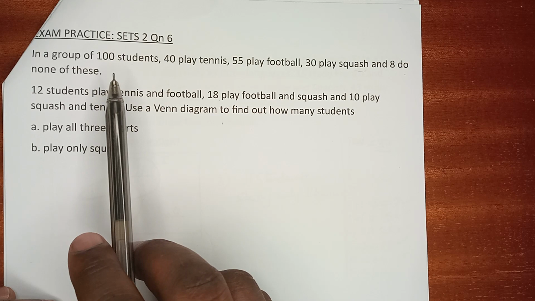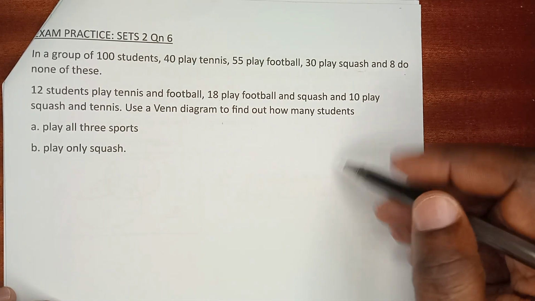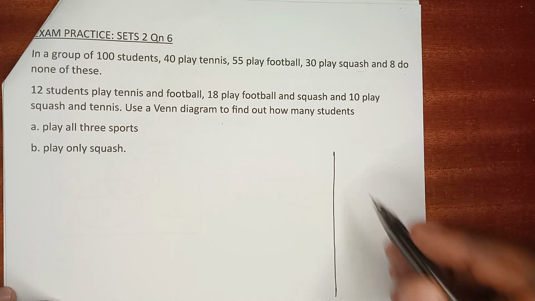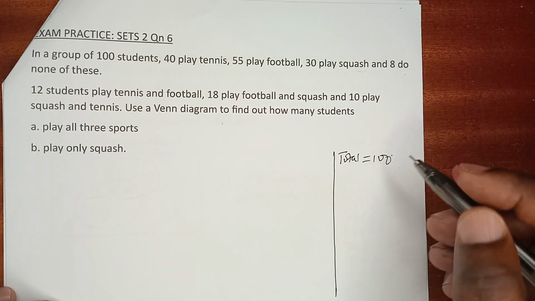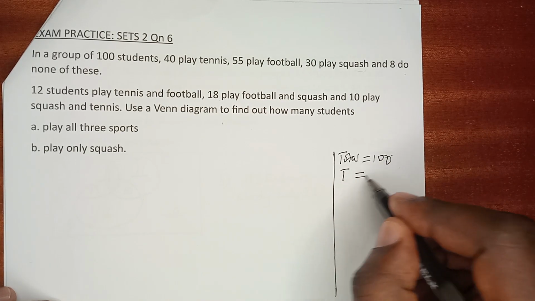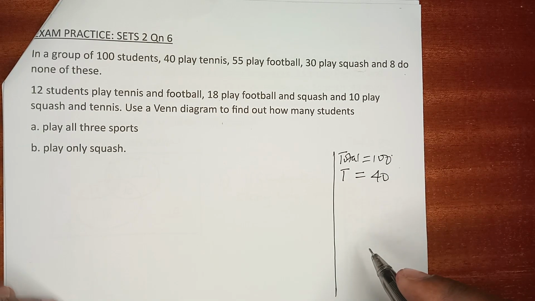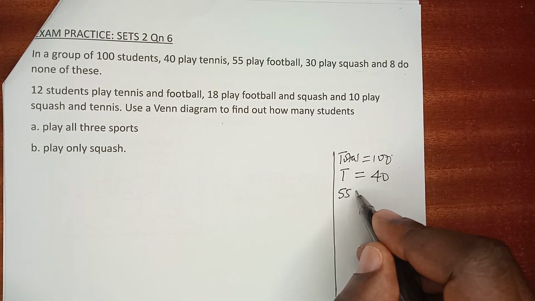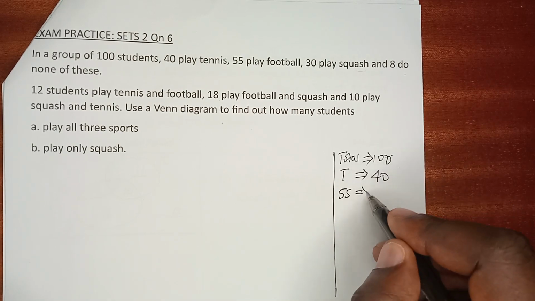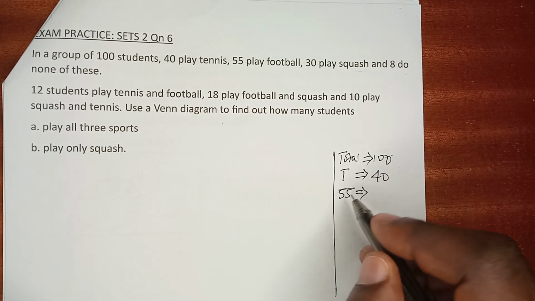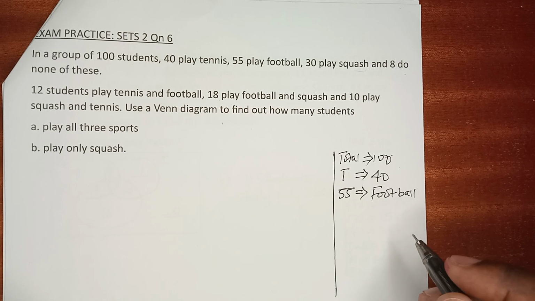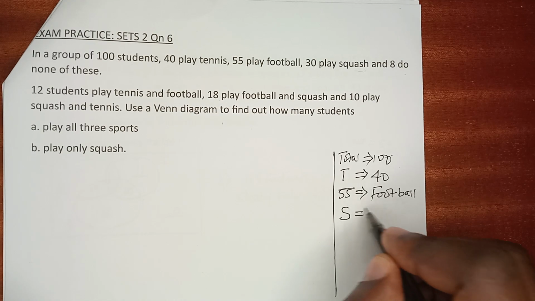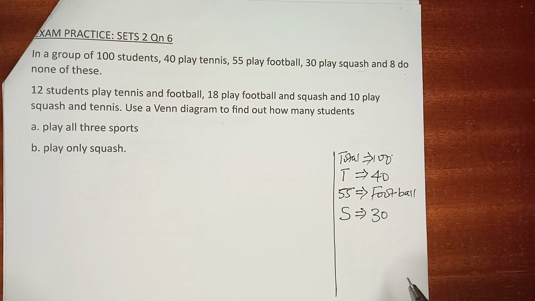In a group of 100 students, 40 play tennis. Let us have that information here. The total number of students is 100. There are those who play tennis, 40 play tennis. 55 play football. Let's have 55 playing football. And 30 play squash. There is squash. 30 are the ones who are playing squash.